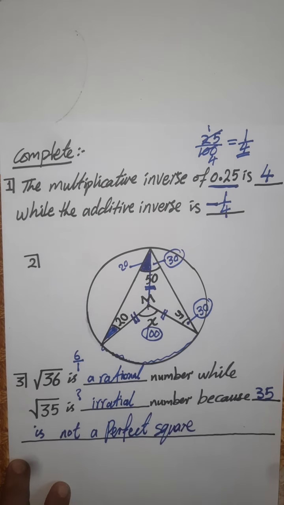But 36 is a perfect square. 25, 81, 100. 100 is 10 by 10, 64 is 8 by 8, 81 is 9 by 9, and so on.